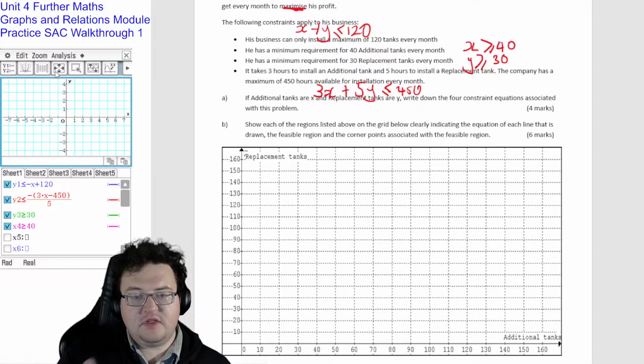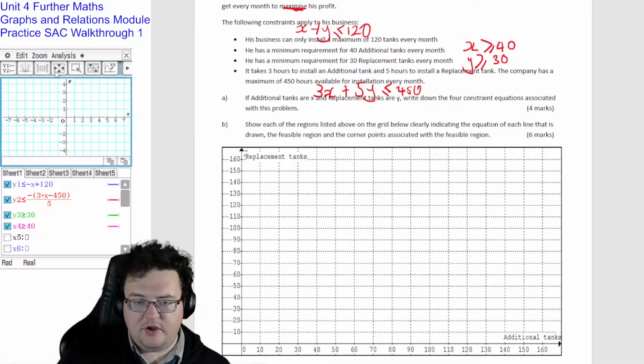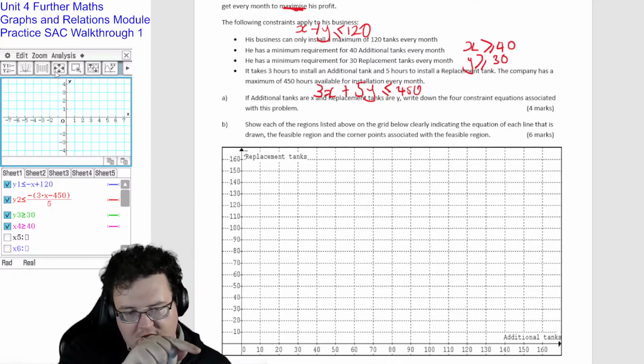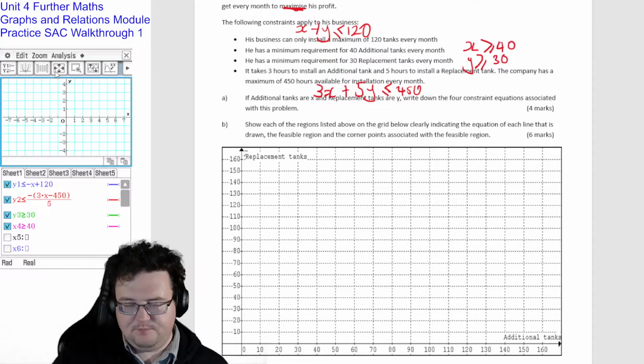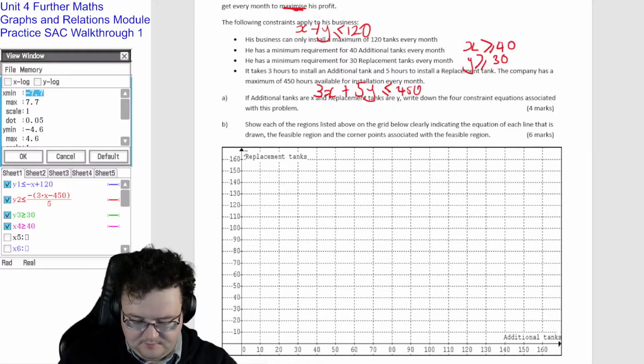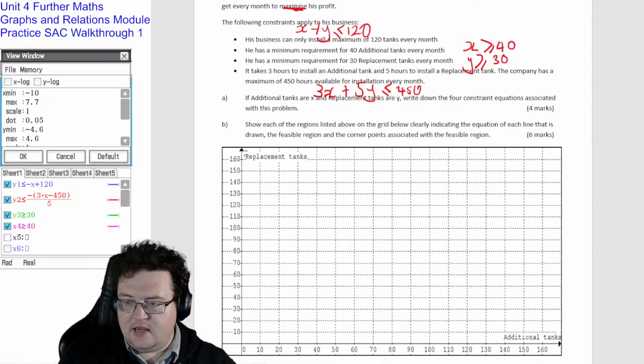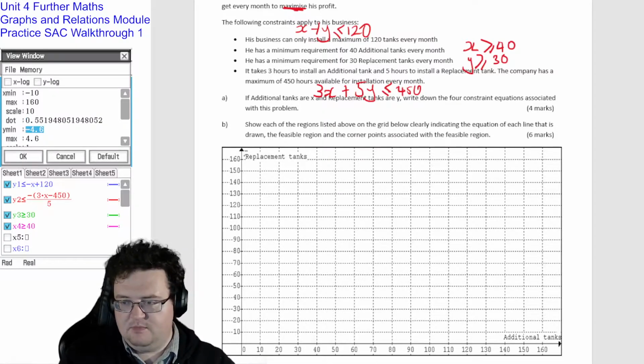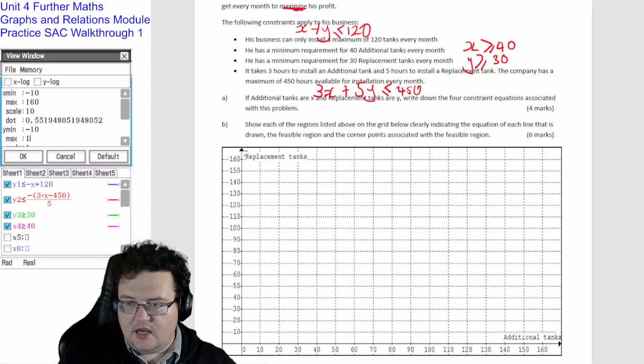So again, like we did with the previous questions, we want to set up our graph window so it looks like the graph window that is on the paper that we need to work with. So in this case here, we've got 160 along the bottom and 160 along the top. So let's set up our CAS graph the same way. So we'll go -10, and we'll go all the way to 160, and we'll have a scale of 10. Again, we want to match them, so it's as easy as possible. Again, -10, 160, and scale of 10.